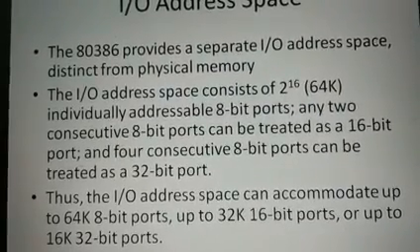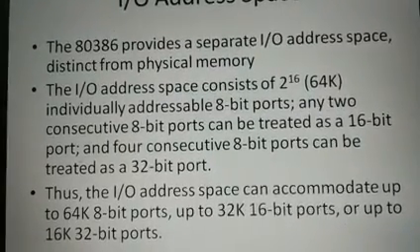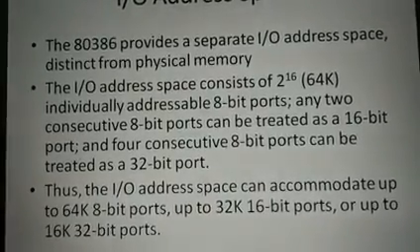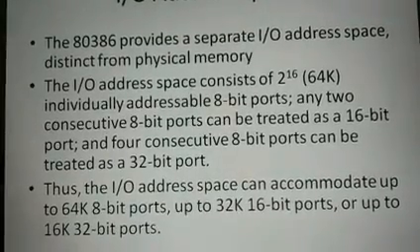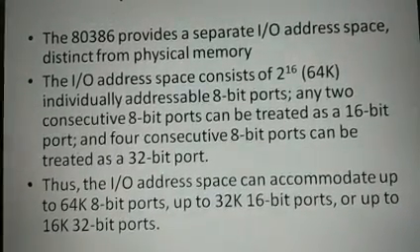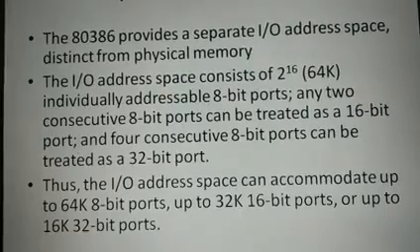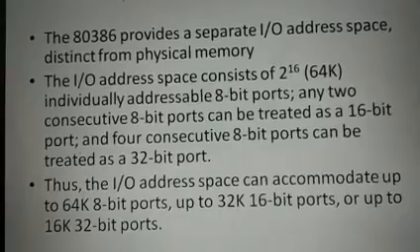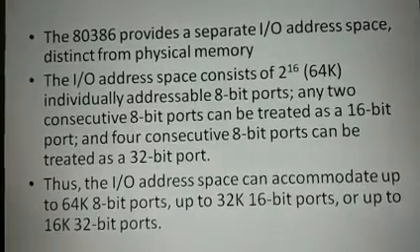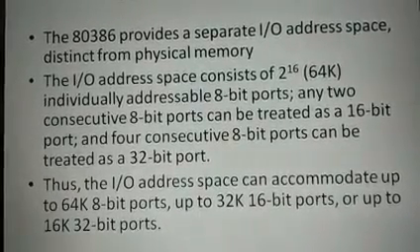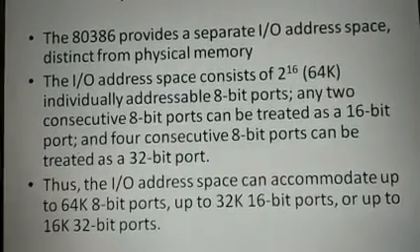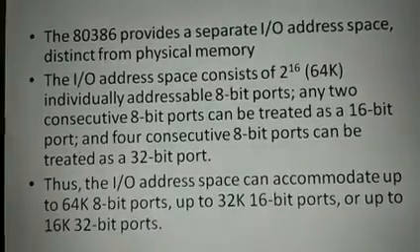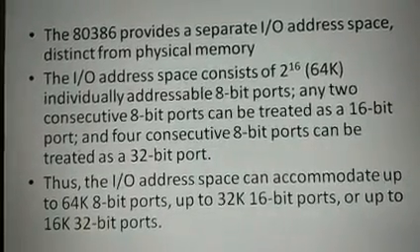So what is IO address space? The 80386 provides a separate IO address space distinct from physical memory, just like we have discussed in the earlier point. Second one, the IO address space consists of 2 to the power 16, that is 64K, individually addressable 8-bit ports. Any two consecutive 8-bit ports can be treated as a 16-bit port and 4 consecutive 8-bit ports can be treated as a 32-bit port. What does that mean? Means your port size is 8-bit. If you want to transfer 8-bit data, in that case you will use an 8-bit port.